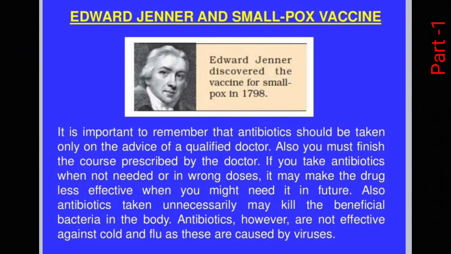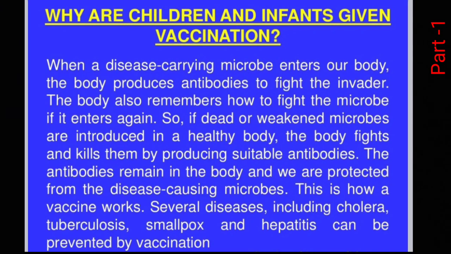Now next is, why are children and infants given vaccination? You have heard most of the time that vaccines are given to children at different ages. So why are vaccines given? When a disease carrying microbe enters your body, the body produces antibodies to fight against that invader. So the body remembers. The first time the body learns who entered. The next time your body knows how to fight that microbe when it enters again.